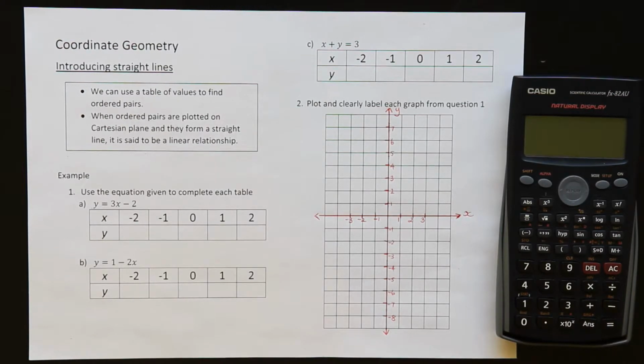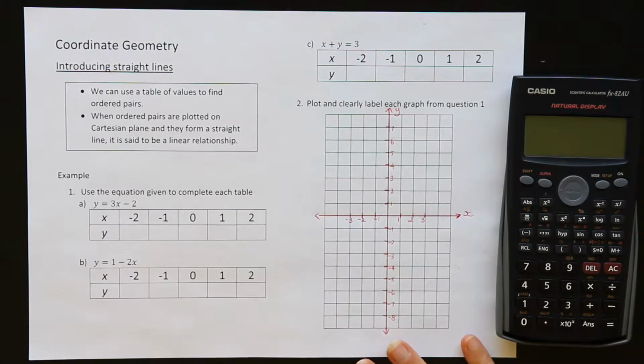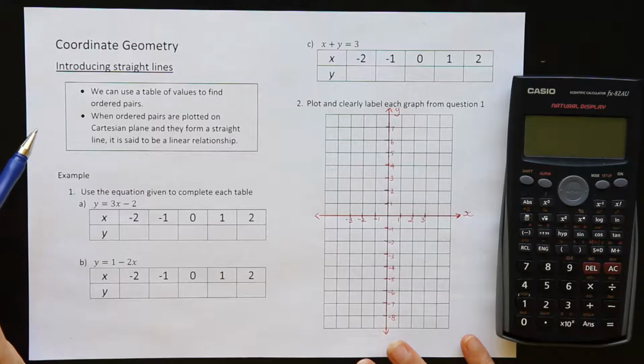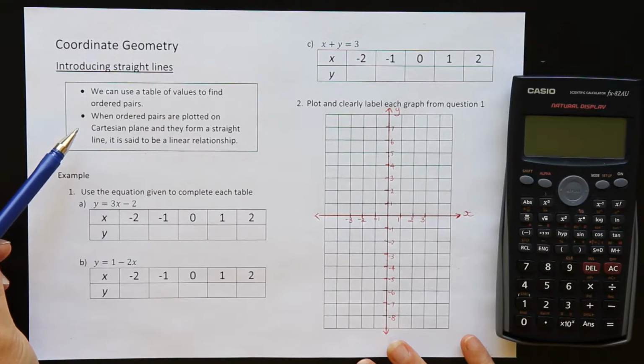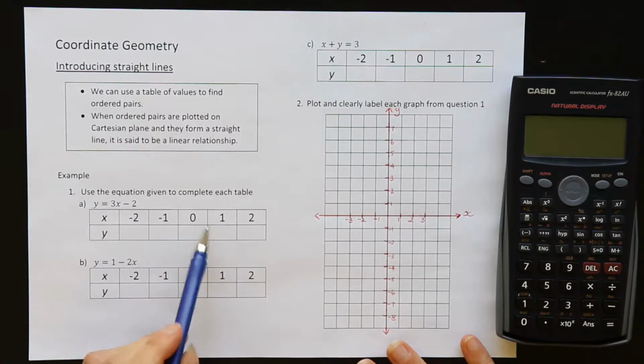Today we're starting a topic called coordinate geometry, and we're going to first of all look at the very beginning of straight lines. So, I have a few points here to remember. We can use a table of values to find ordered pairs, which is what we're going to be doing here. And when ordered pairs are plotted on a Cartesian plane and they form a straight line, it is said to be a linear relationship. Okay, so this is the table of ordered pairs that we were talking about.